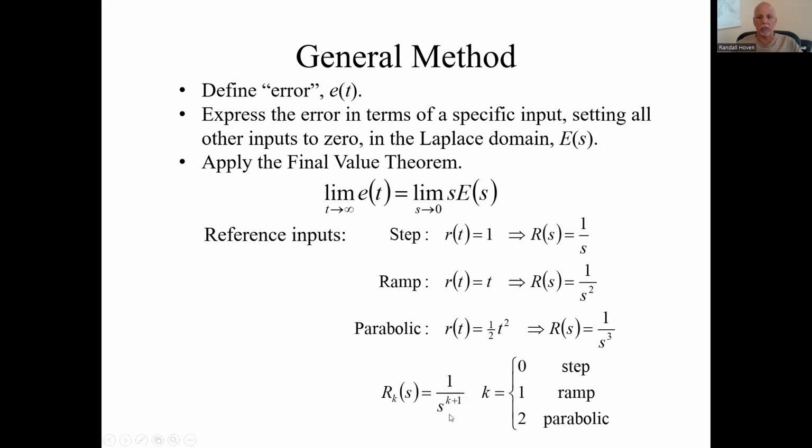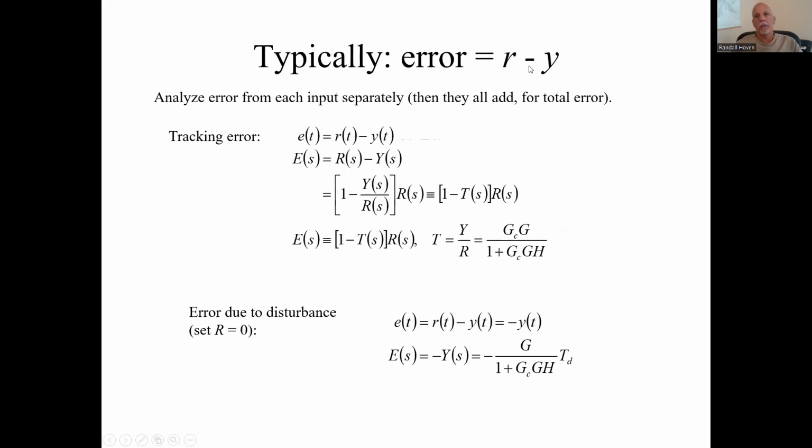Or in the Laplace domain, it's 1 over s to the k plus 1, where k is the power of t in the time domain. Typically, the errors we talk about will be the difference between input r, which can be considered your desired output, and y, the actual output. We call it the tracking error when we're interested in the error with respect to the r. In this case, here's how you express that big E.